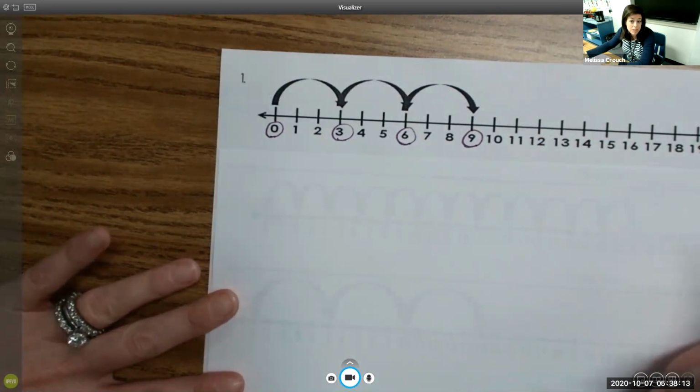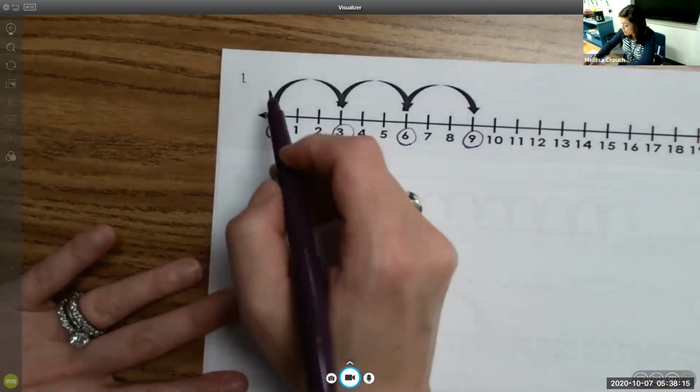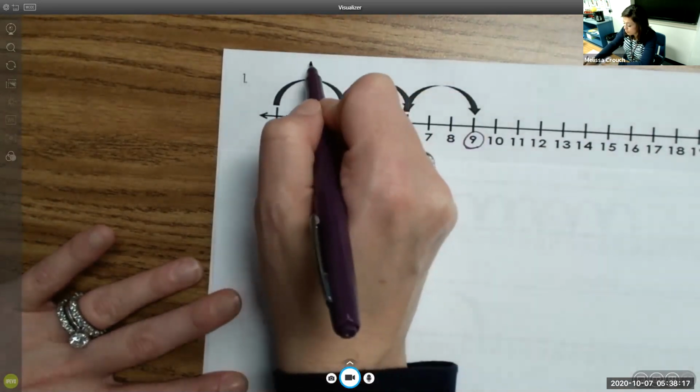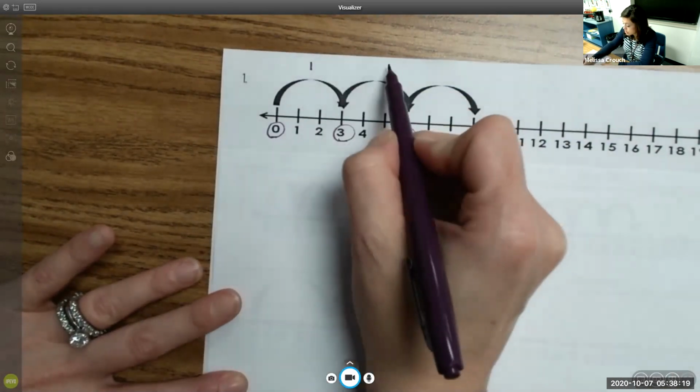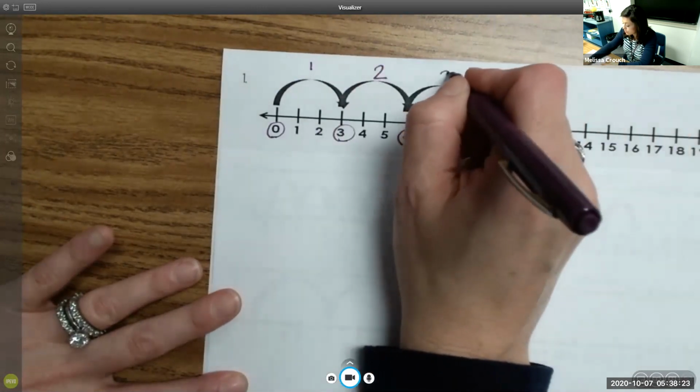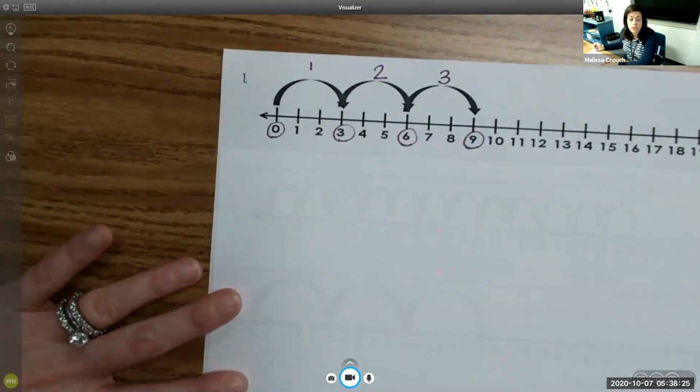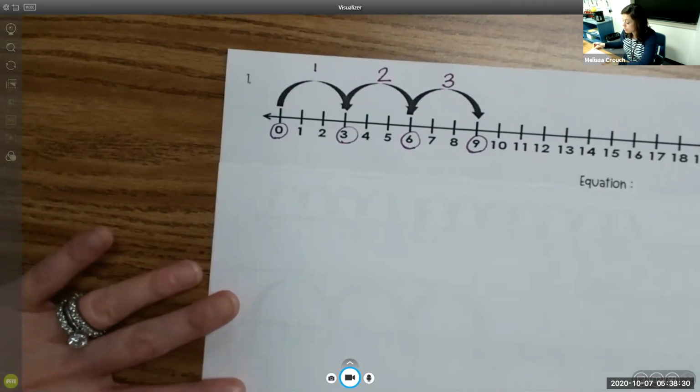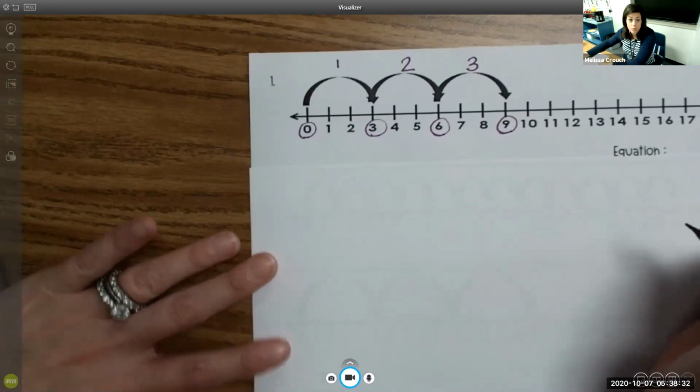Now let's see how many jumps we made. We had 1, 2, 3. We had 3 jumps, okay? So let's figure out how we write that.